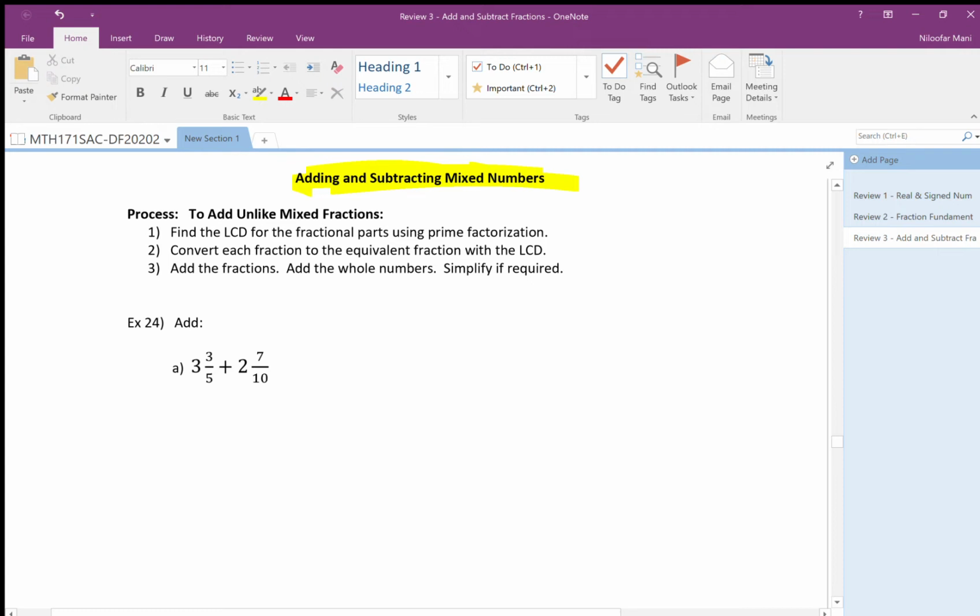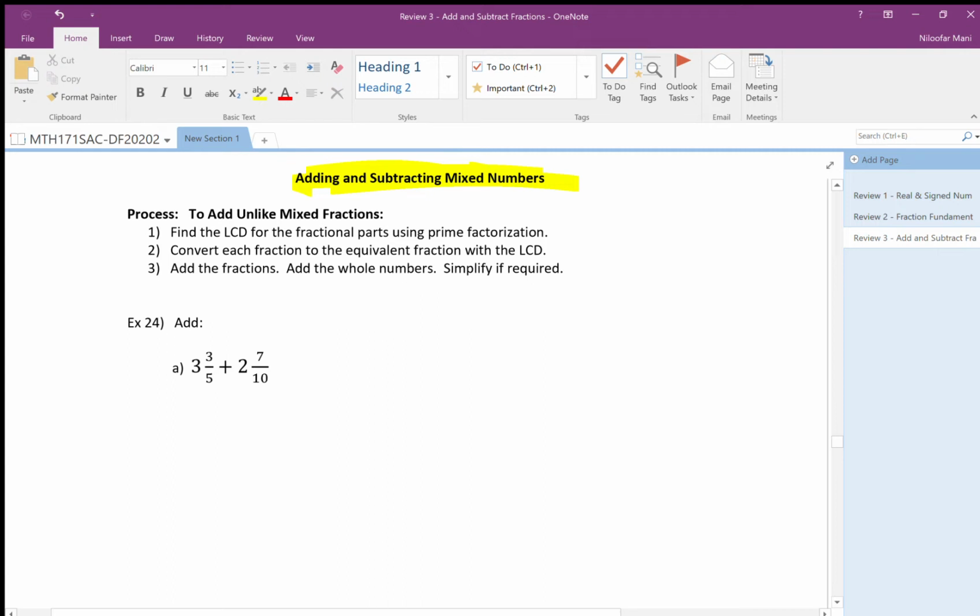For all operations on mixed fractions, for example subtraction, multiplication, and division, when we have mixed fractions, we have to change them to improper fractions and then do the operation. If I have a mixed fraction, I change it to improper fraction and then I do the operation. But when I have addition, if I just add whole numbers and I add fractions, it's also fine.